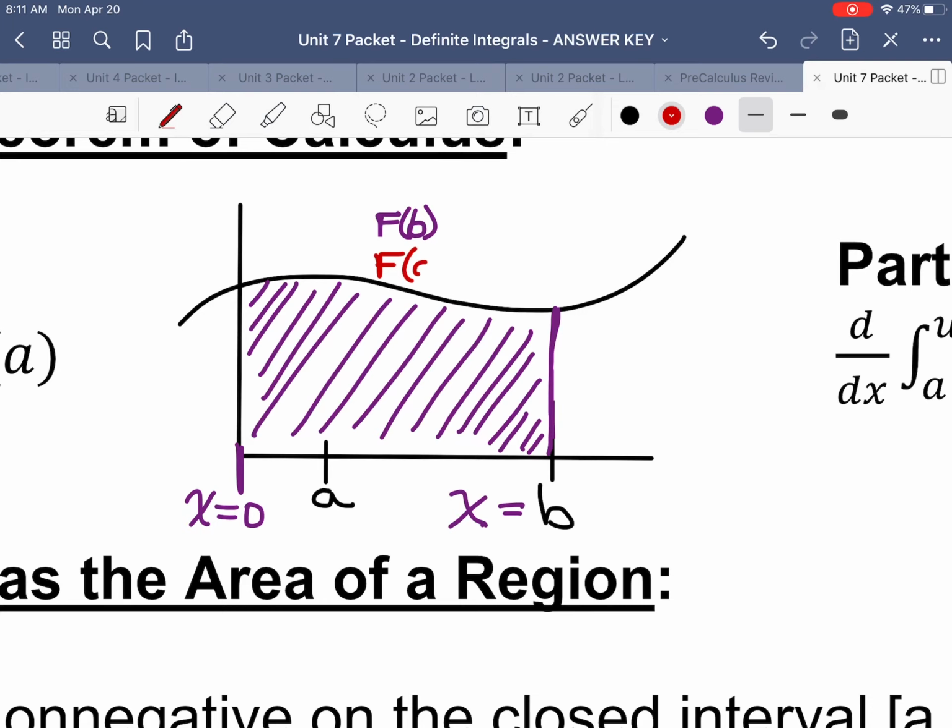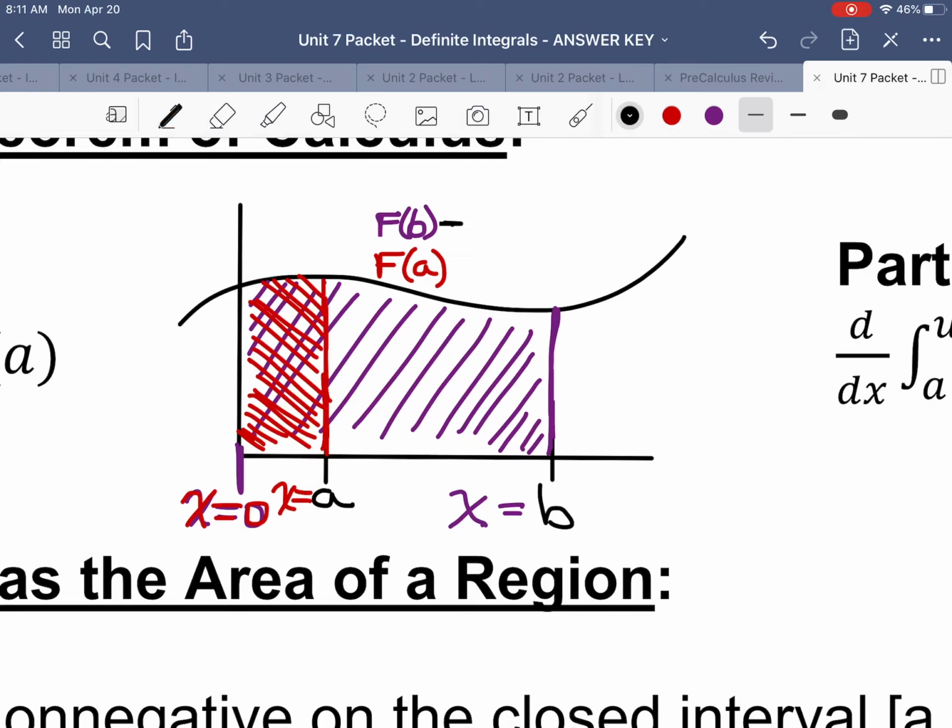F of A is going to be, so if I denote that, this interval, x equals A, and also x equals 0. All right, so those two bounded regions are now being subtracted from one another.